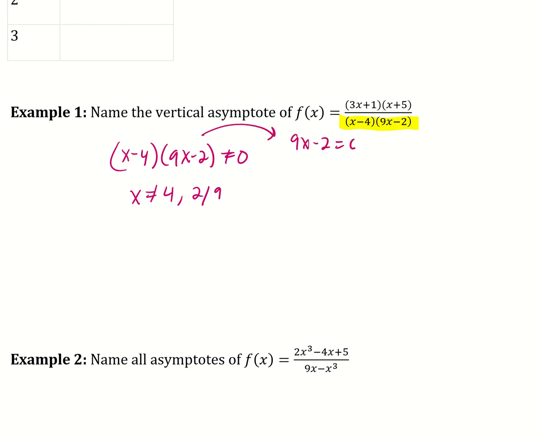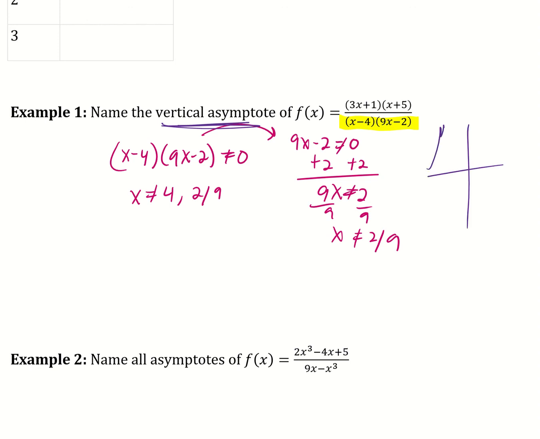If you didn't want to do that in your head, no problem. You can add 2 to both sides. 9x can't be 2. Divide by 9. x cannot be 2/9. If I asked for the domain, meaning what x values can you use, it's everything else. If I'm asking for the vertical asymptotes, like where are you going to have these places on your graph where the function shoots way, way up or down, the vertical asymptotes occur at the vertical lines x equals 4, and x equals 2/9.